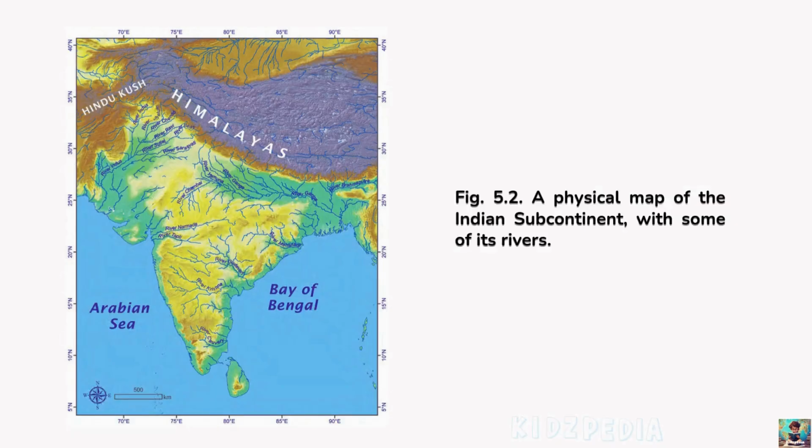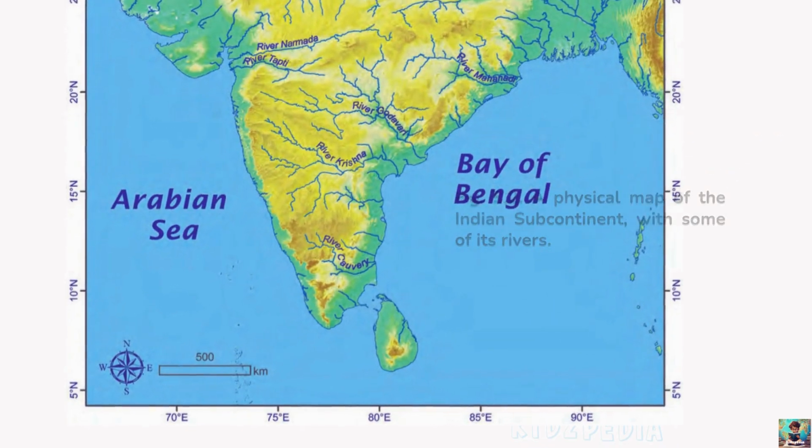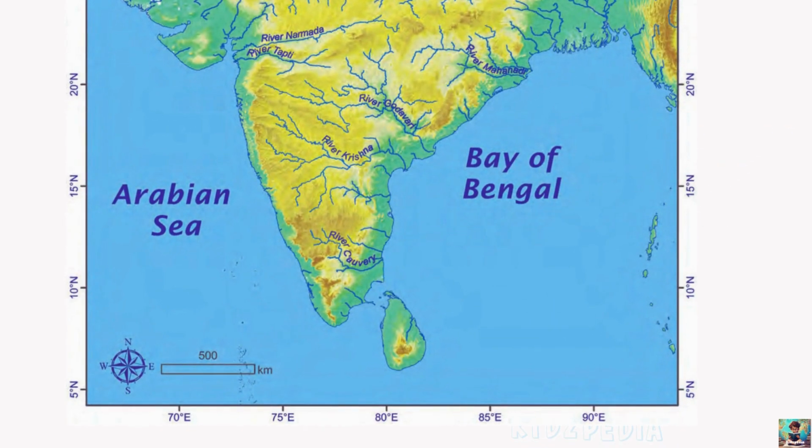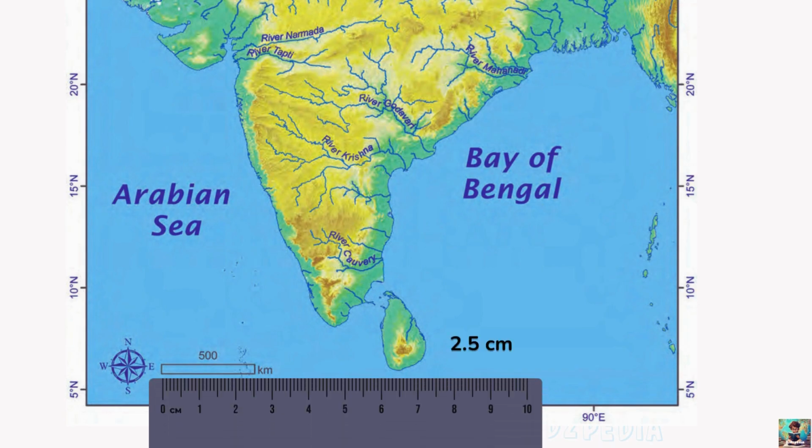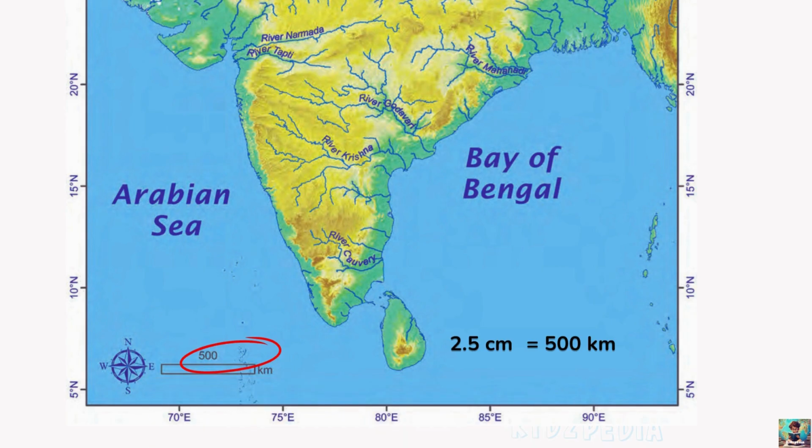Let's see another example, like the map of India in figure 5.2 in chapter 5. At the bottom left corner of the map, there is a small ruler marked on the map itself. Let's take a ruler and measure this. It is 2.5 centimeters, but it represents 500 kilometers in real distance. So, if you measure a distance on the map using this scale, you can calculate how far apart places really are. Always check the scale on a map before measuring distances.